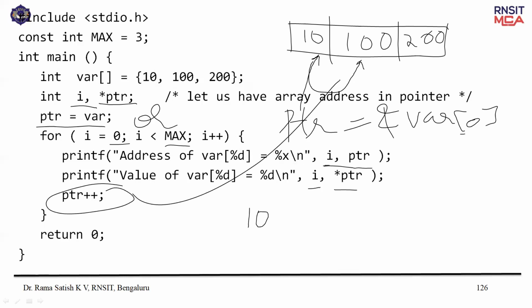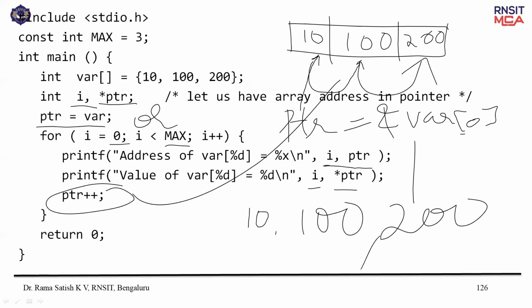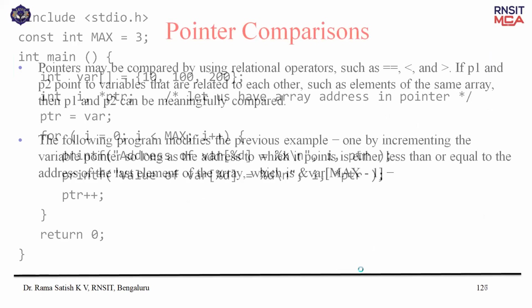And in the next loop, it is going to print 100. Next again, PTR plus plus, it moves to the next cell, and as soon as you print, you get 200. So 10, 100, 200 are printed. Once the loop is done, it is executed and it comes out.